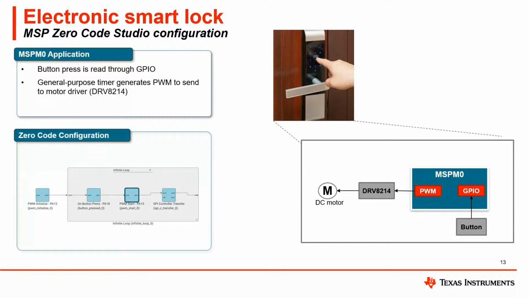In this case, there are 4 blocks that are required to achieve this. First is the initial block for initializing the PWM, and then there are 3 within the infinite loop. The on button press, as previously seen, the PWM start, and the SPI controller transfer in order to communicate to the DRV device.